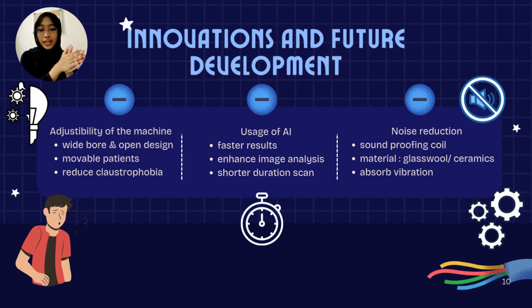Next, the usage of AI can help with long scanning time. AI can help enhance image analysis faster. Therefore, a shorter scan duration can happen. And last but not least, we have patient discomfort. Specifically talking about noise reduction, we can help by using a soundproofing coil. Using materials such as glass wool or ceramics can absorb the vibration, giving the patient a much more comfortable experience with MRI machines.